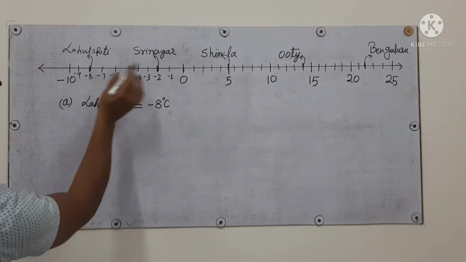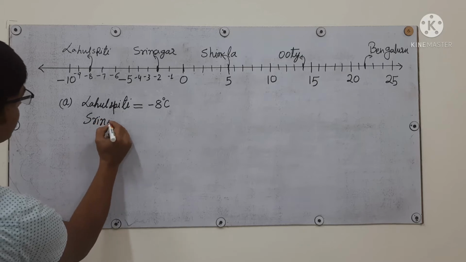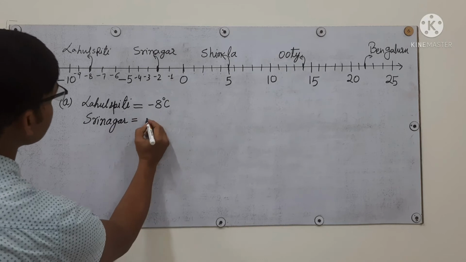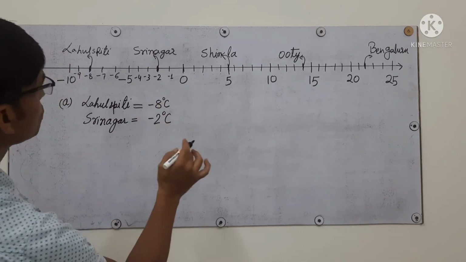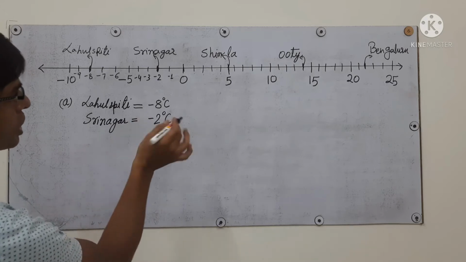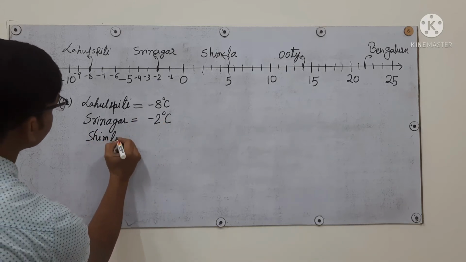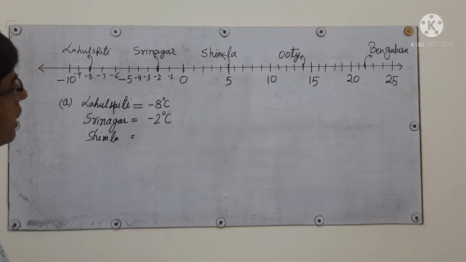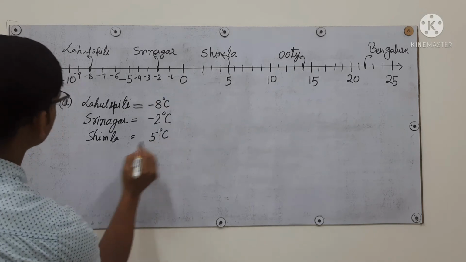Okay, now we will write the temperature of Srinagar. It is very easy. What is the temperature at Srinagar? It will be -2, so write it in your copy. It is -2. Now we will do Shimla. What is the temperature of Shimla? The temperature of Shimla is given in your question. It is 5, that is, 5 degrees centigrade.